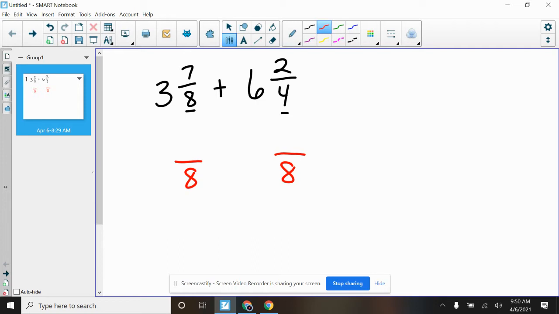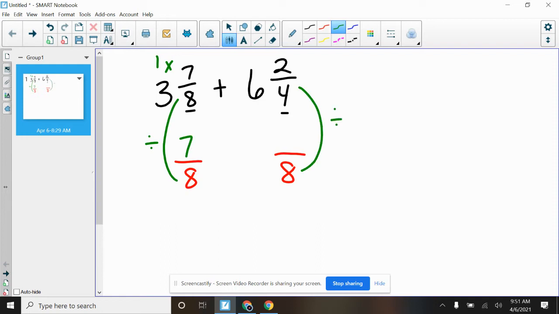Now, what do we have to do next? James, what's the next step gonna be? We have to divide the denominator from the new fraction to the old fraction. Beautiful, James. So what's 8 divided by 8? 1. And then what do I do with that 1, James, that I got? You multiply it by the numerator. Good. And what's 1 times 7? 7. Beautiful.